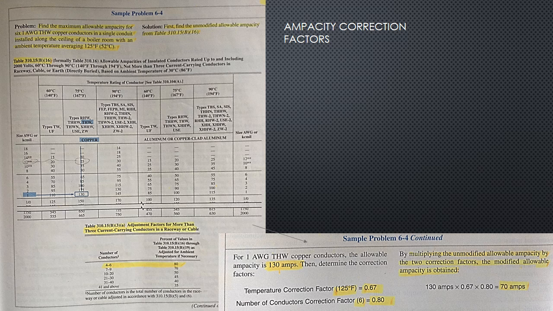Section 310.15(B)(3)(a) includes adjustment factors for more than 3 conductors in a raceway. Figure 6-9. Again, multiplying this correction factor by the allowable ampacity for 3 or less conductors obtains the actual allowable ampacity. In the code, this correction factor is expressed as a percentage rather than a decimal value.